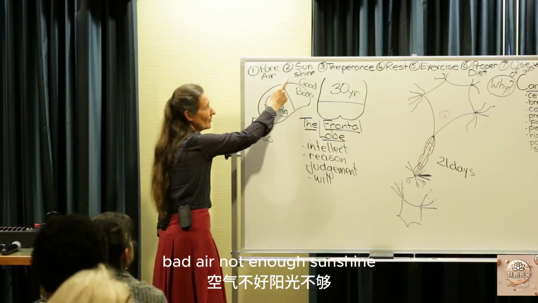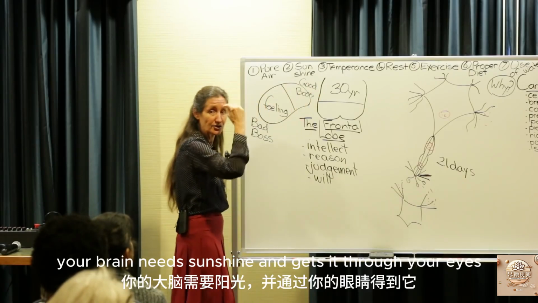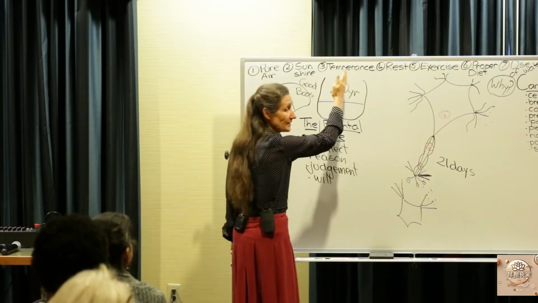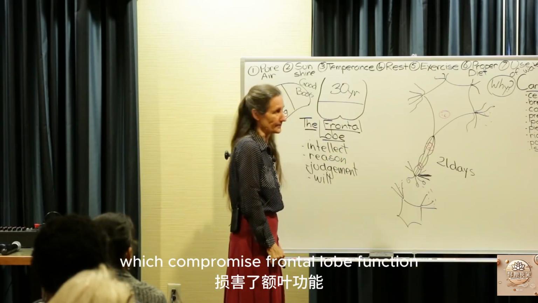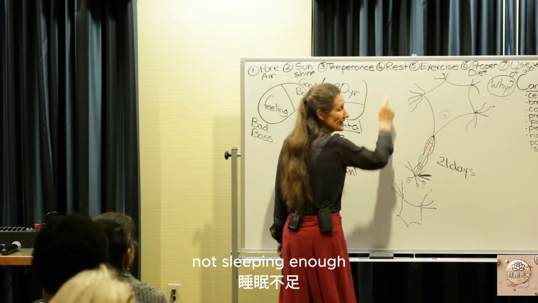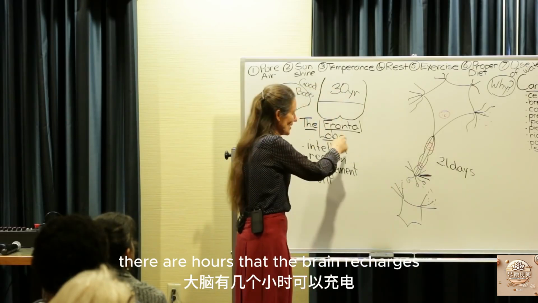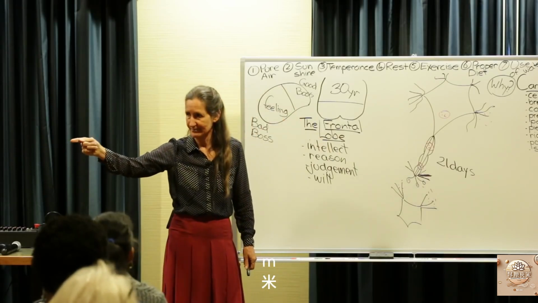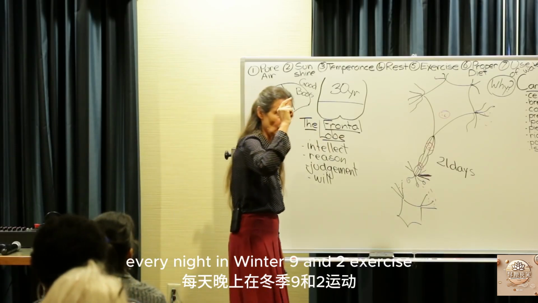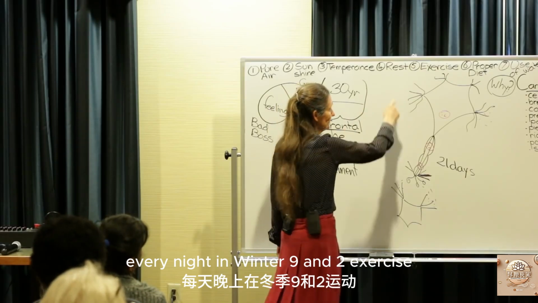Bad air, not enough sunshine. Your brain needs sunshine, it gets it through your eyes. Living on the stimulants, which compromise frontal lobe function. Not sleeping enough. There are hours that the brain recharges. That's between the hours of 10 p.m. and 3 a.m. every night. In winter, 9 and 2.